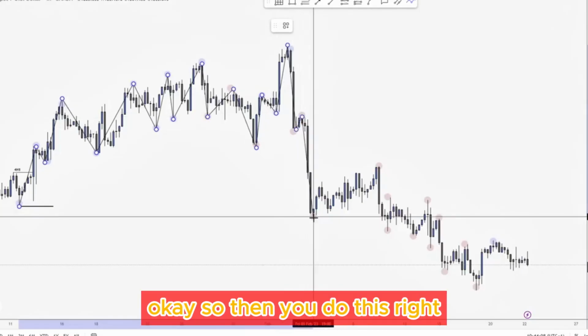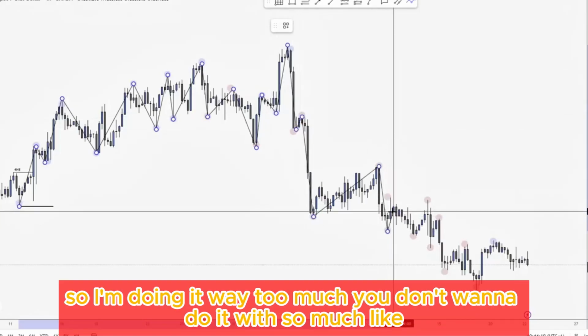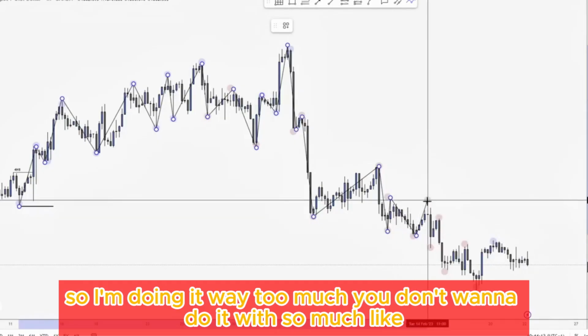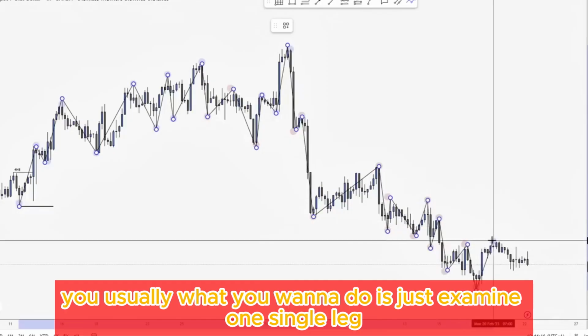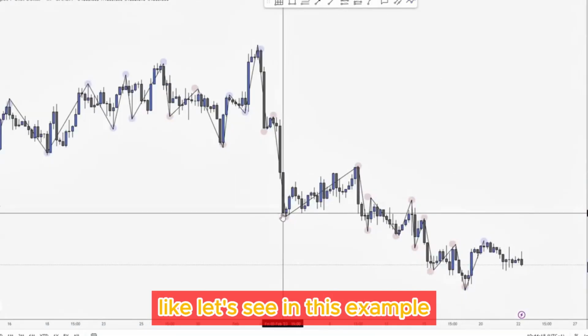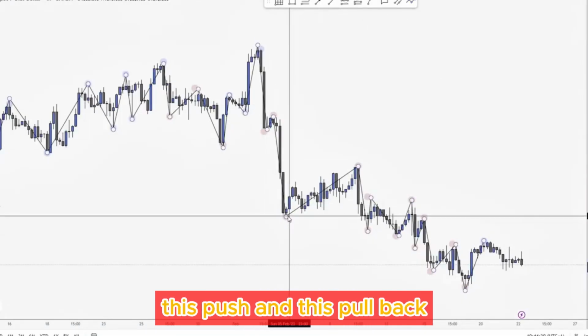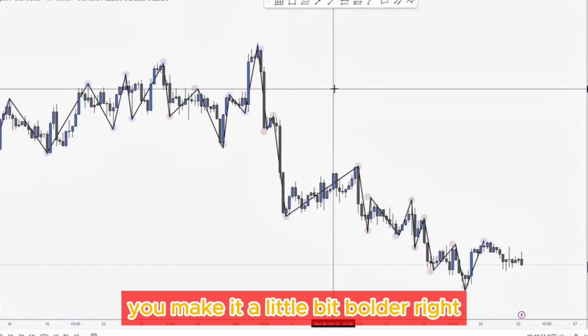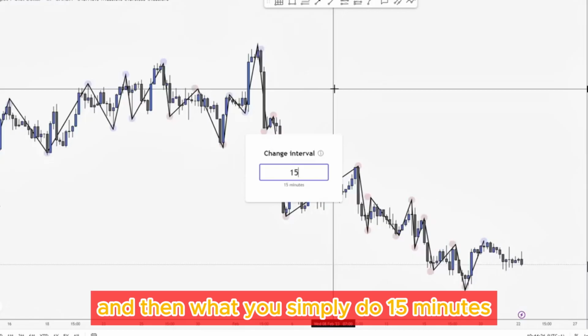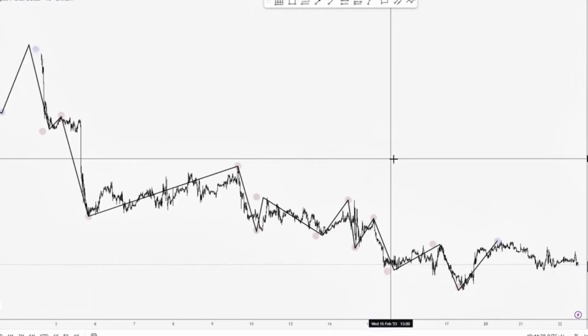So when you do this, I'm doing it way too much. You don't want to do it with so much price action. Usually what you want to do is just examine one single leg. Like in this example, I just want to examine this push and this pullback. After you have this, you make it a little bit bolder, and then what you simply do is go to 15 minutes.